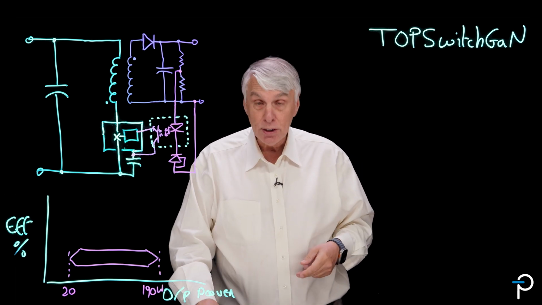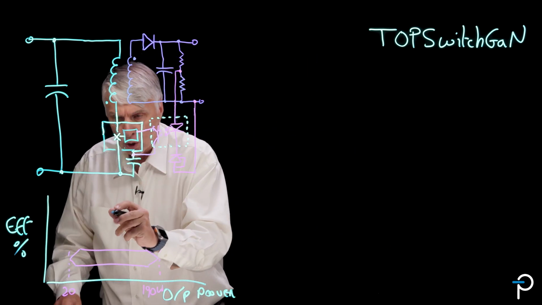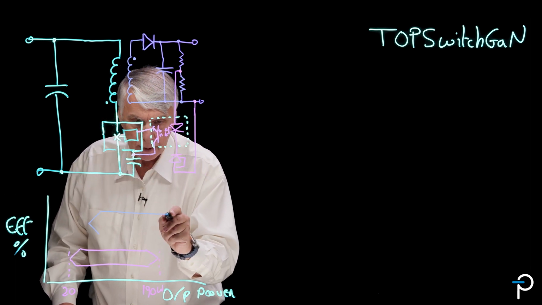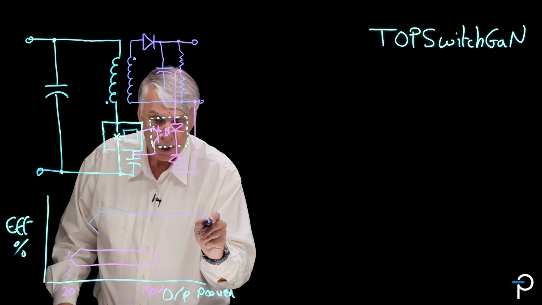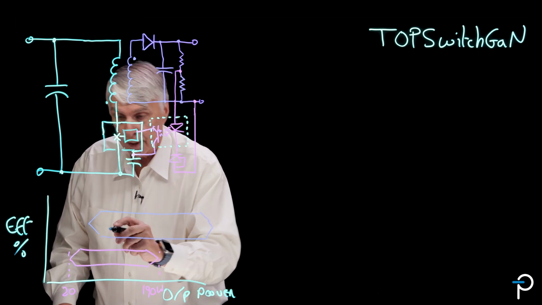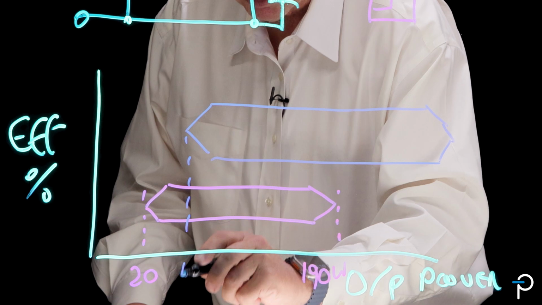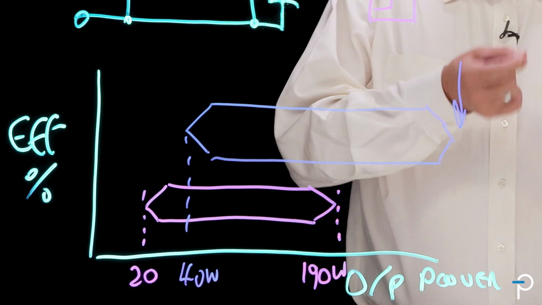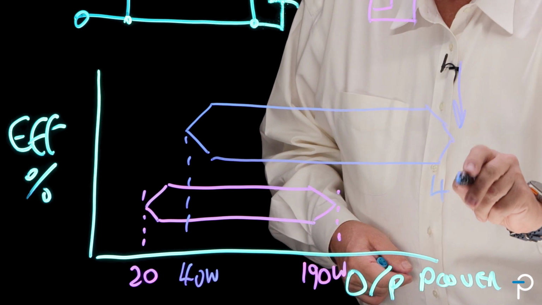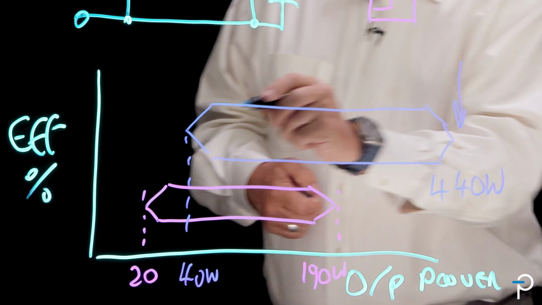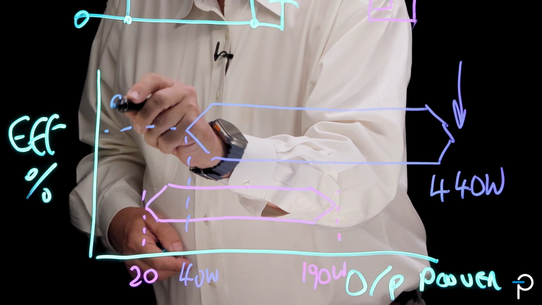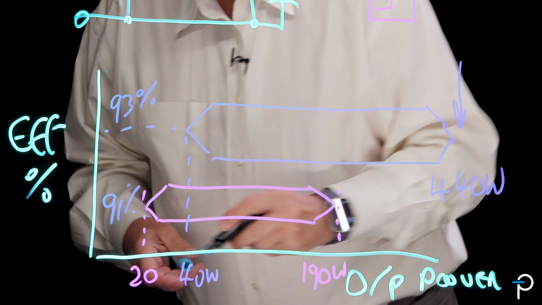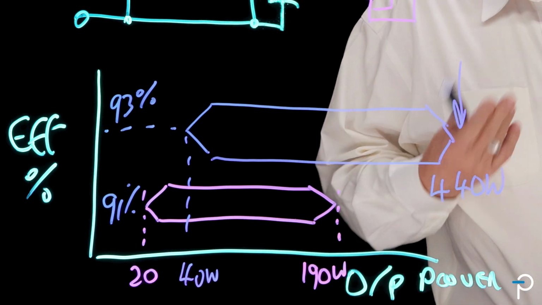However, with a GaN switch in the TOPSwitch, we can not only increase efficiency, but we increase power delivery significantly. This perhaps is 40 watts. This power level for a flyback converter can now go out as far as 440 watts, while achieving an efficiency of up to 93%, compared to perhaps 91% for a conventional flyback using silicon transistors.